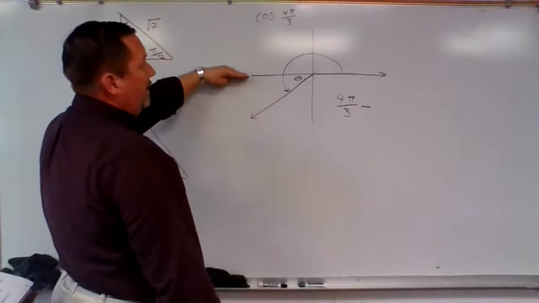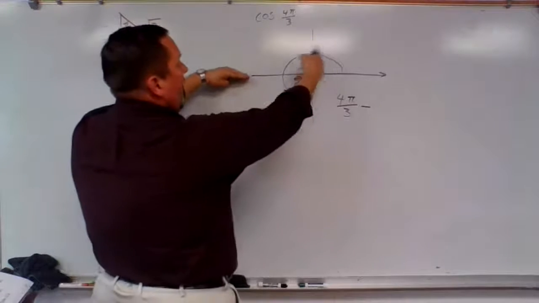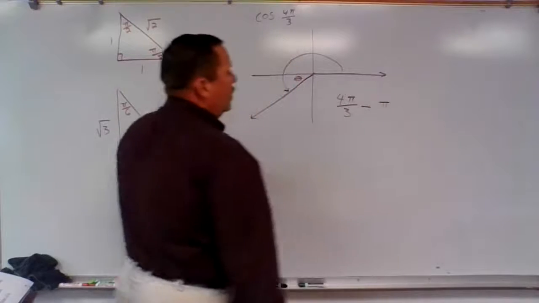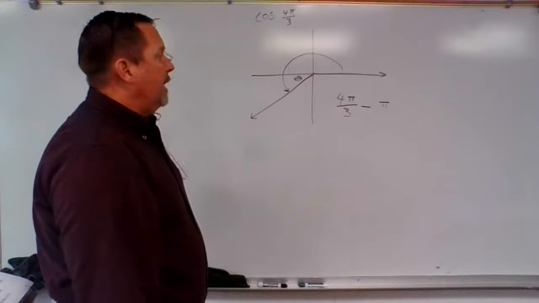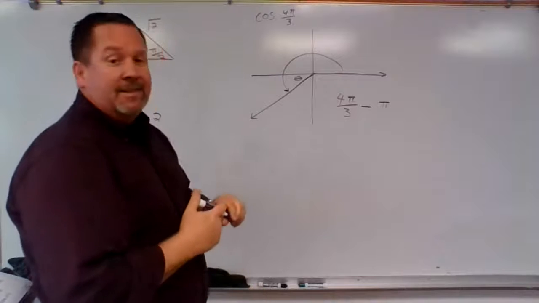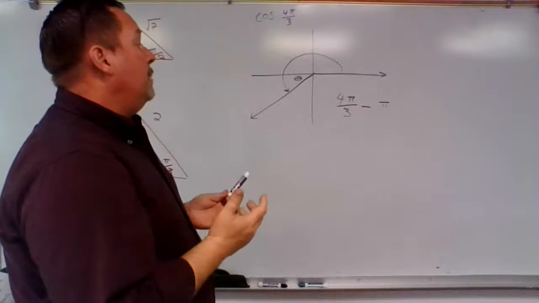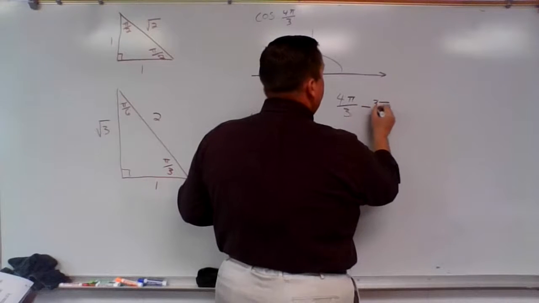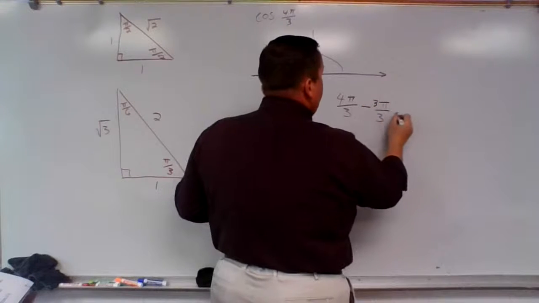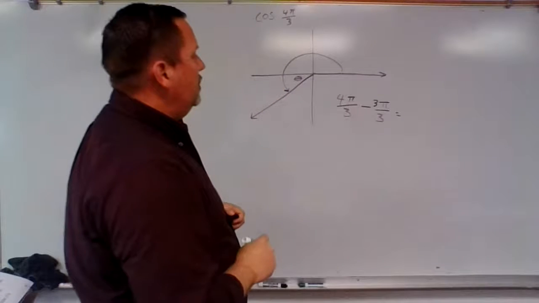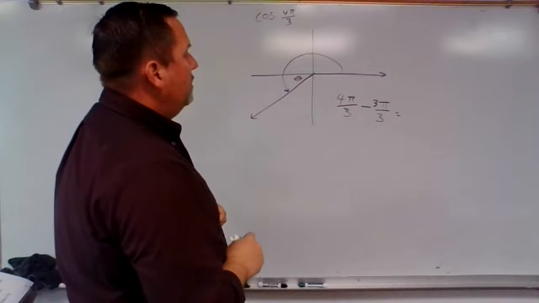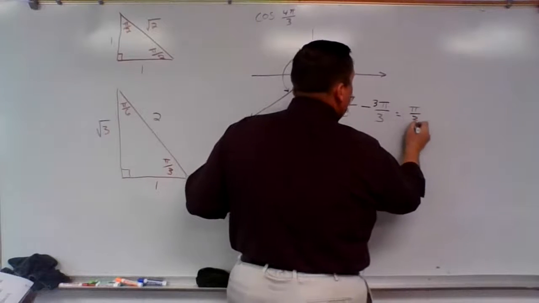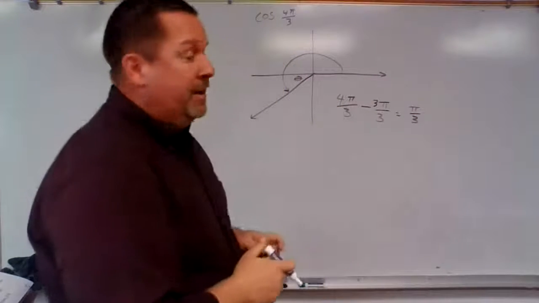This angle over here is pi. Halfway around is pi. And so I'm going to find my reference angle just by doing that. Hopefully you're well practiced in that by now. I'm going to need a common denominator. I'm hoping you guys are able to get there. But 4 pi over 3 minus 3 pi over 3 is pi over 3. That's going to be my reference angle.